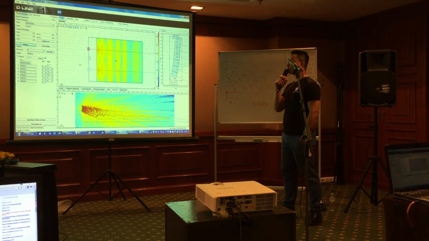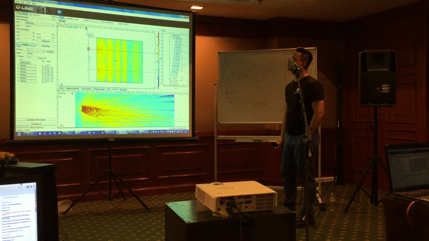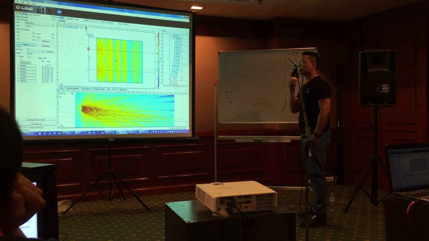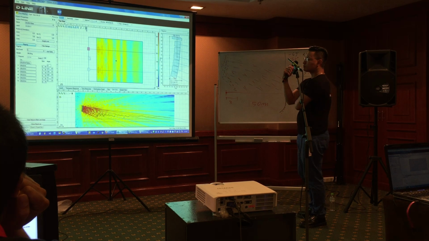For example, this is the icon of the listener position that is called receivers.